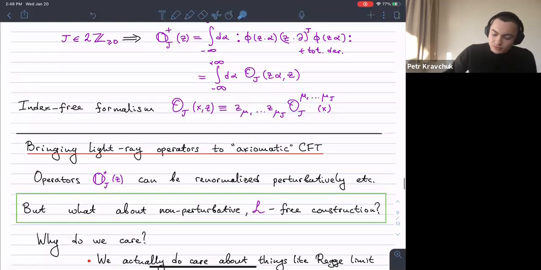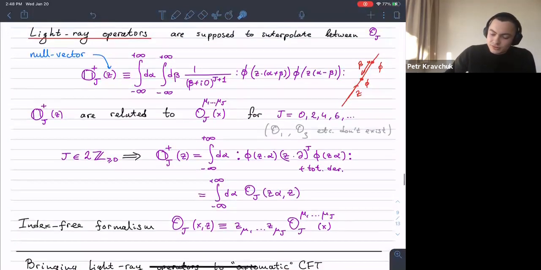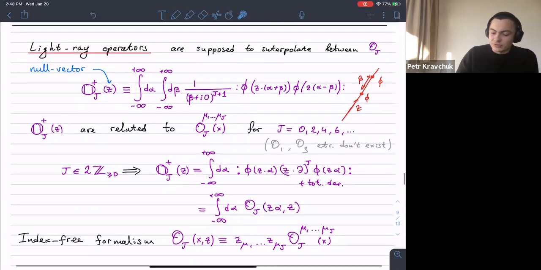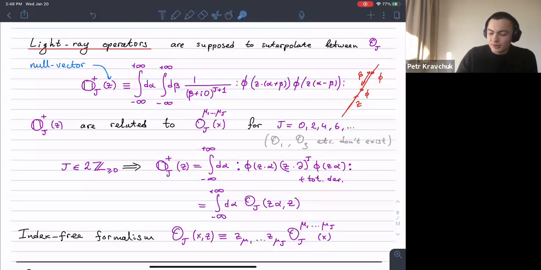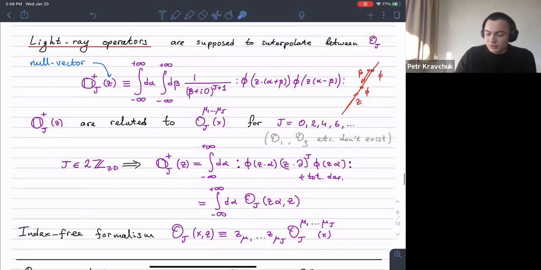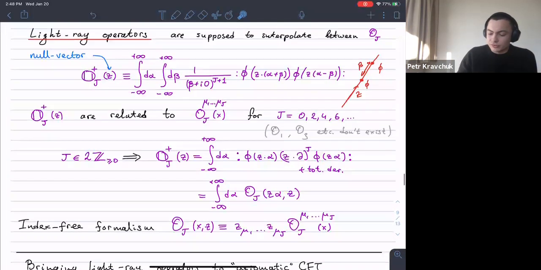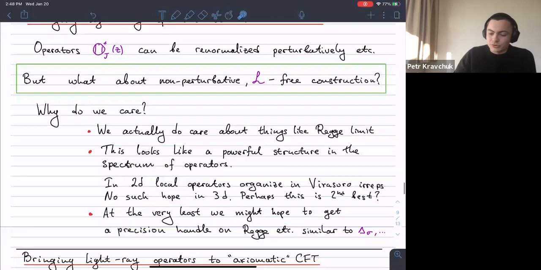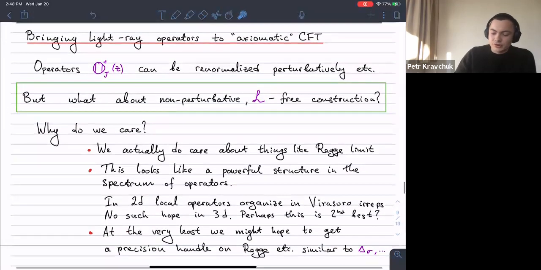And the point of this is to show that there are some concrete expressions that you can write perturbatively, and these expressions have been studied for quite a long time, and I'm not even sure where they first appeared. And these expressions reduce to local operators at some special values of j, and you can even renormalize them, compute their anomalous dimensions, and so on, and, for example, interpret them in terms of Regge theory.